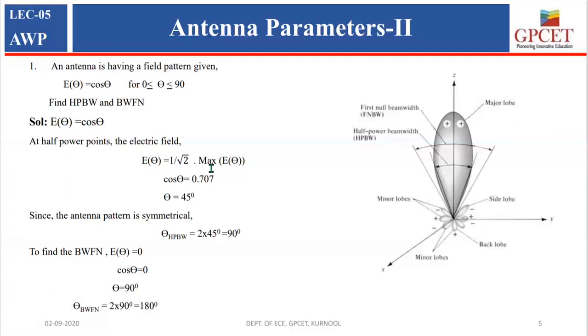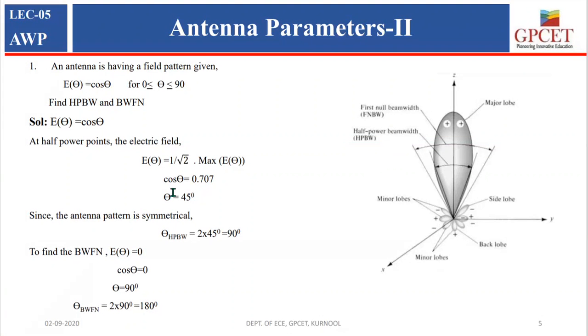Okay, so here, to calculate the half power beam width, we must equate E theta, that means the field pattern, to 1 by root 2 times the maximum value. So 1 by root 2 means 0.707, and the maximum value of E theta, which is equal to cos theta, is 1. So cos theta you will get as 0.707. Theta is equal to cos inverse of 1 by root 2, that is equal to 45 degrees.